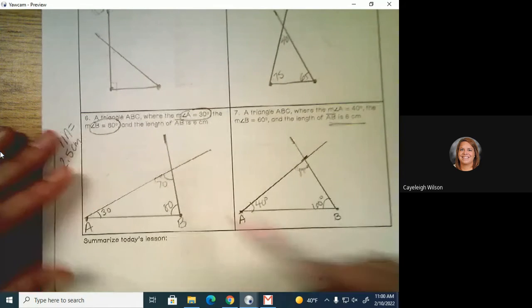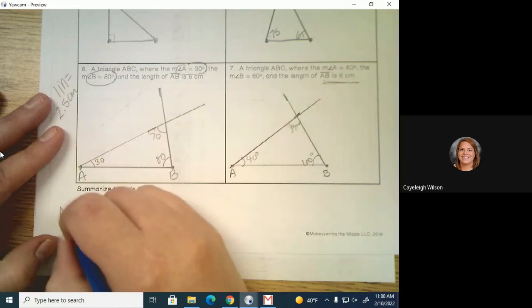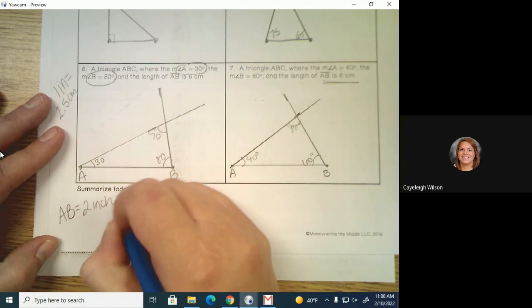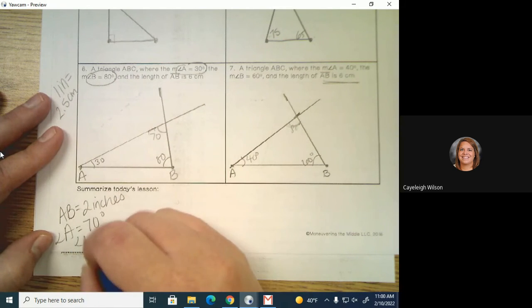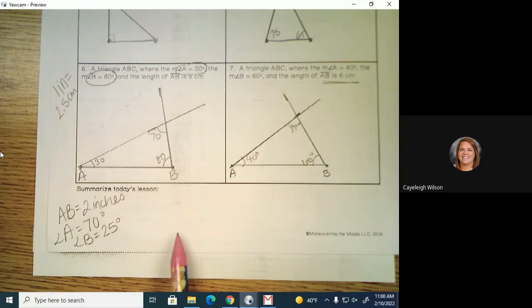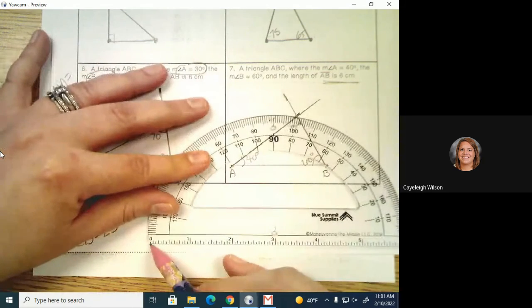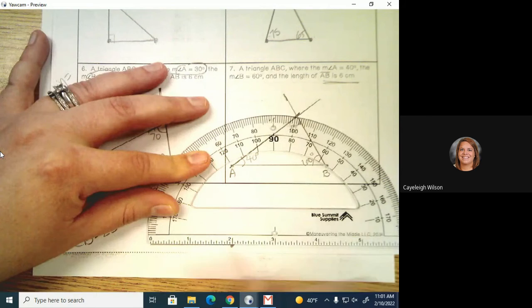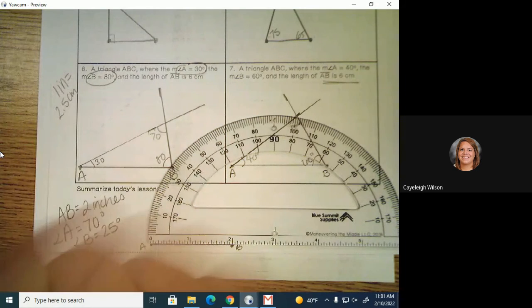All right. In this space down here, you're going to do one more. I'm going to say AB is 2 inches. Angle A is 70 degrees and angle B is 25 degrees. So I want you to do that one down here. Just that empty spot. So you're going to first take this and measure 2 inches for your AB.